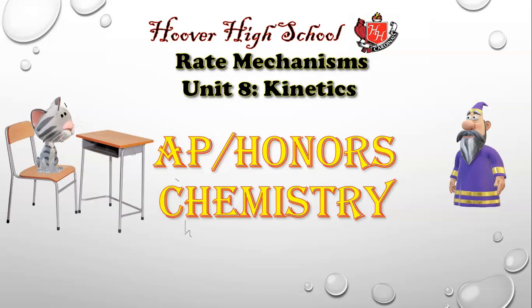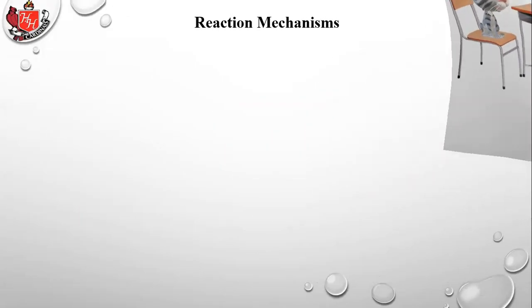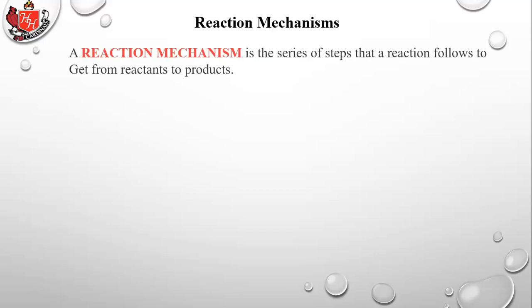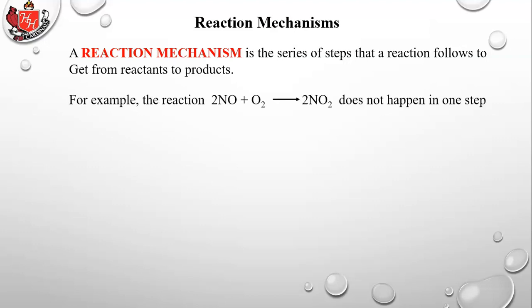Chemistry, we're on to our last lesson in the kinetics unit, and this is on rate mechanisms. So a rate mechanism is the series of steps that a reaction follows to get from reactants to products. For example, the reaction 2NO plus O2 produces 2NO2 does not happen in one step. The reaction consists of two steps.